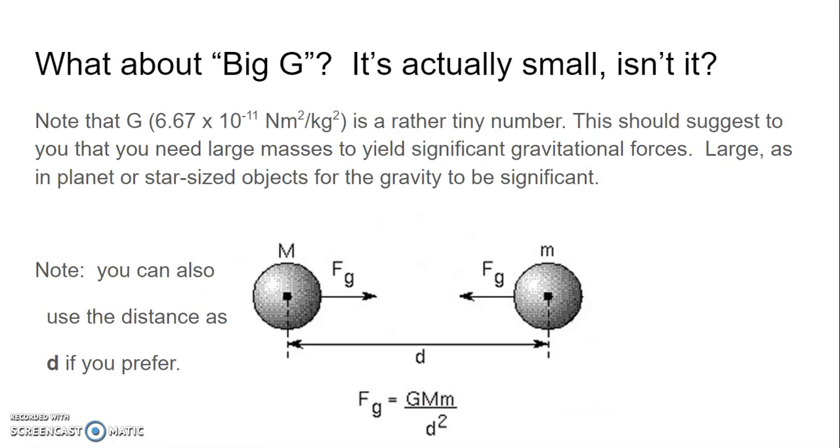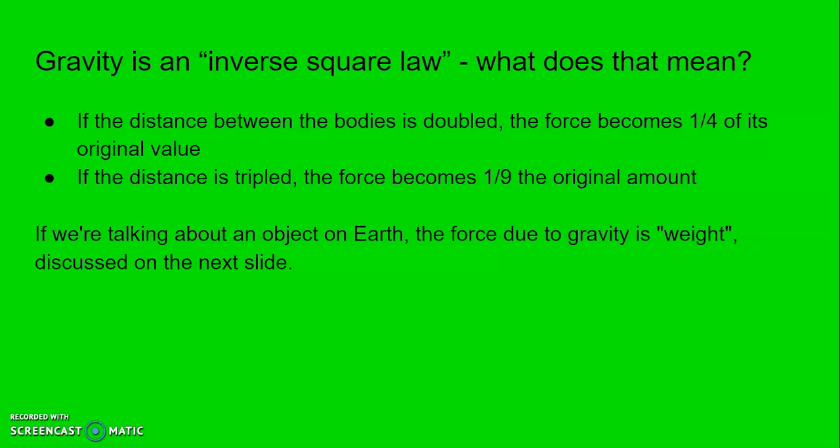So what it should suggest to you is that you have to have really big masses to have significant gravitational forces, like we're talking planet and star size objects for gravity to be significant. Okay, gravity is an inverse square law. What this means is if you double the distance between two bodies, their force becomes 1/4 what it originally was. Or if you triple it, the force becomes 1/9 the original amount.